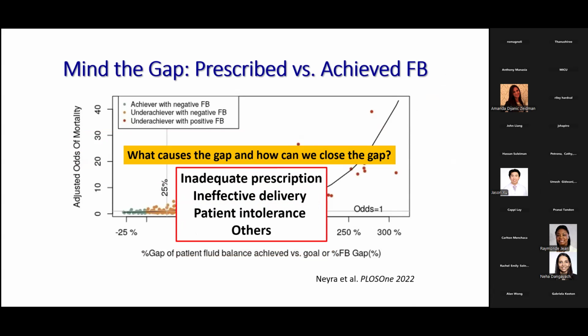So keep in mind, at a broad level, inadequate prescription. Perhaps the prescription is not communicated or entered correctly into the electronic health record. There is ineffective delivery. It could be because the circuit is not optimally working. We have interruptions. I mentioned catheter as one of the common interruption problems, or patient intolerance, right, among others. So just keep in mind this frame of potential options to evaluate when you identify this gap in your practice.